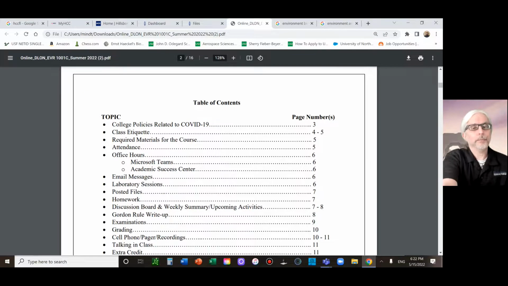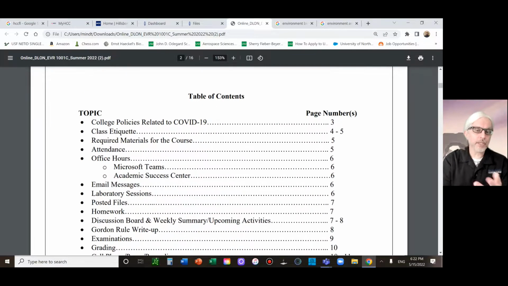All right, now, it's a long syllabus, 16 pages. It's not the longest I've seen, mind you. When I got to graduate school, I think the longest I saw was, I don't know, maybe a 35-page syllabus, something like that. It was a long syllabus.